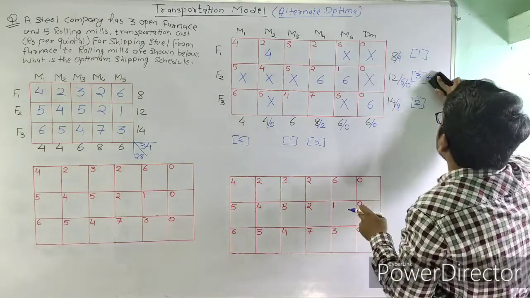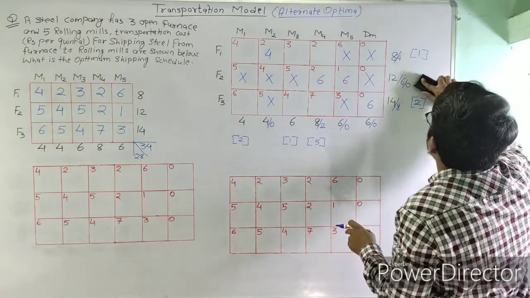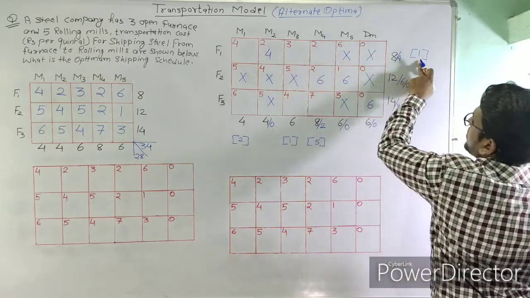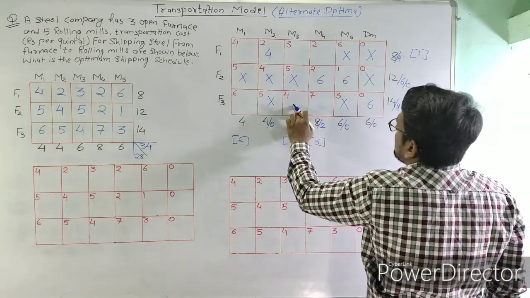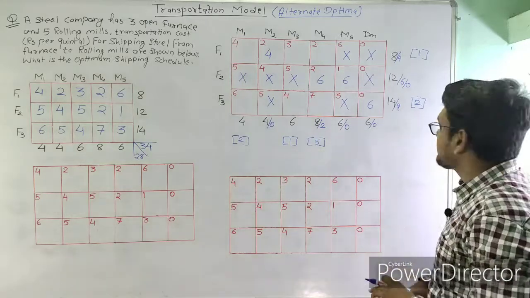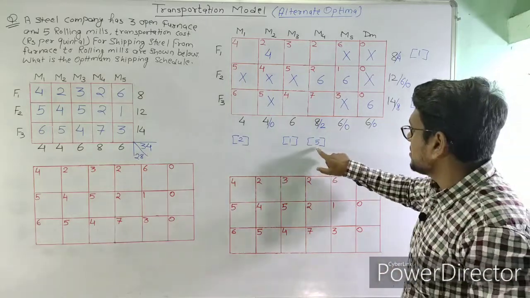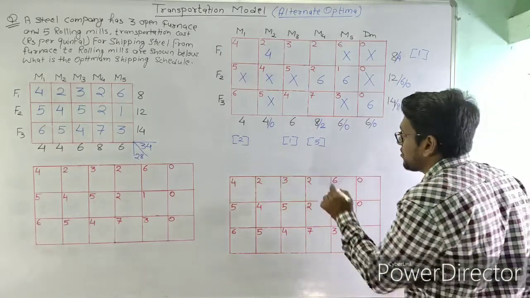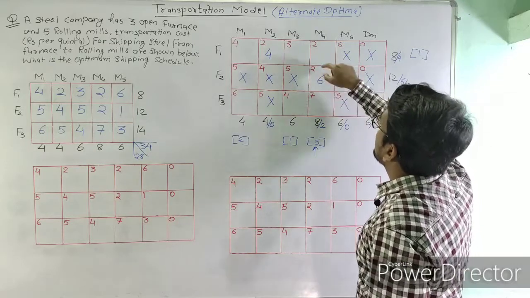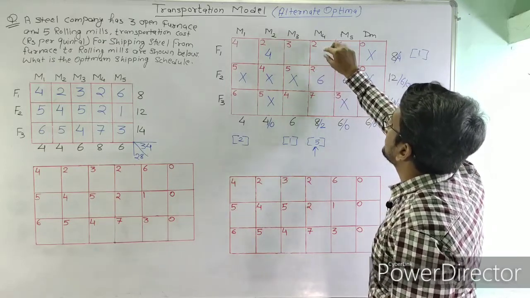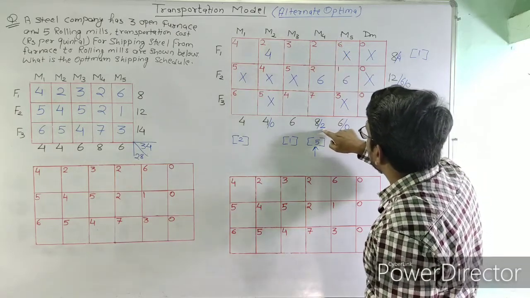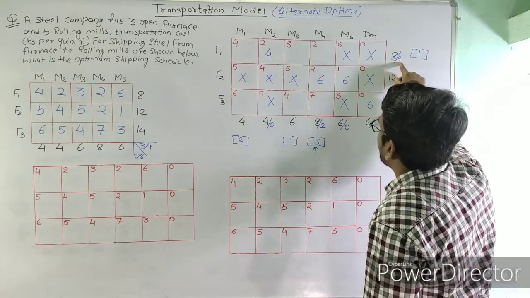Now moving on to the rows, minimum is 2, next minimum is 3, so penalty here is 1. Minimum is 4, next minimum is 6, so penalty here will be 2. Now let us see that among these 5 is having the greatest penalty, so we will select this column, and among these two we will select the cell having the lowest transportation cost, and we will try to allocate as much as possible here. So here we can see that the demand is 2 and the supply is 4.